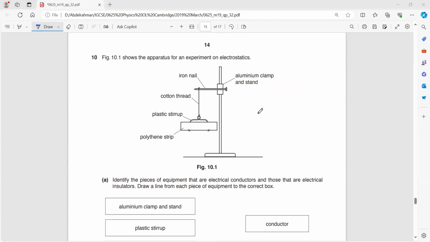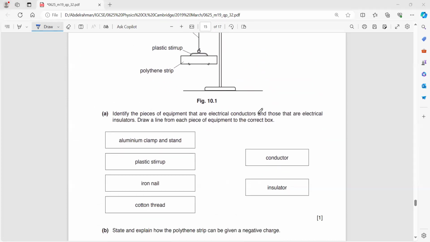I have an iron nail, cotton thread, and plastic. Which of these are conductors and which are insulators? Aluminum: conductor. Plastic: insulator. Iron: conductor. Cotton: insulator.